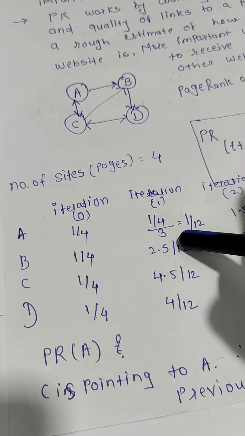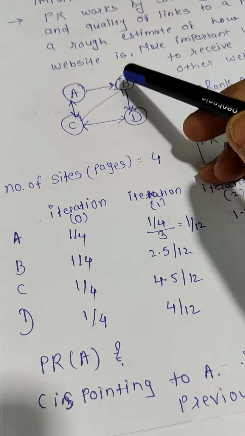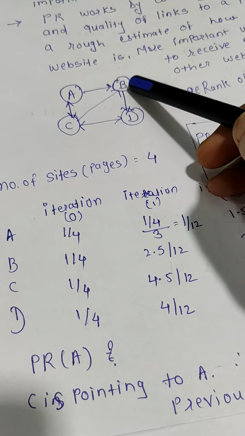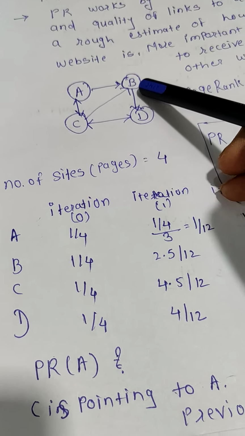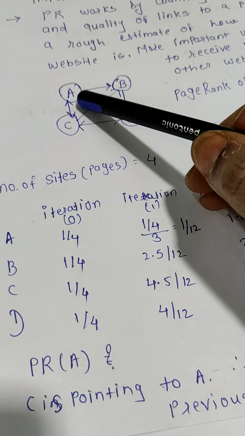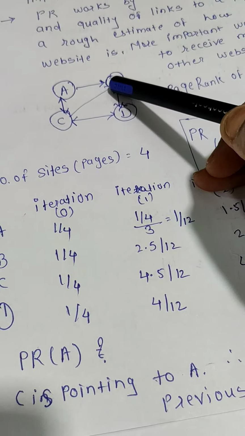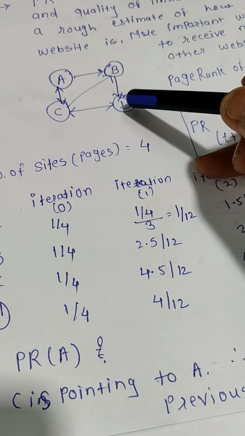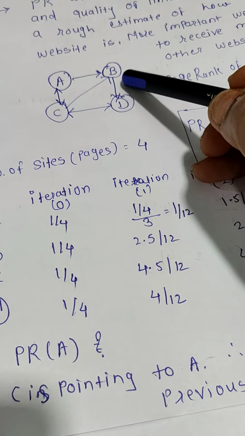So to calculate the PageRank of B, we have to see which sites are pointing to site B. In this case, A is pointing to B, and D is also, I think C is also pointing to B.